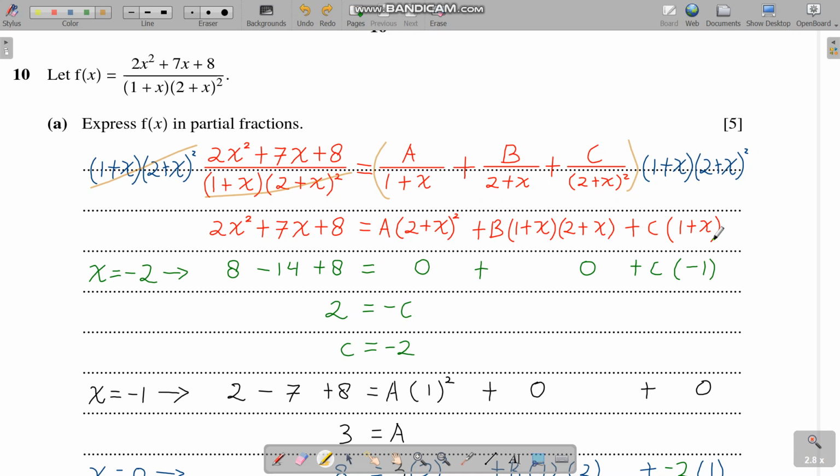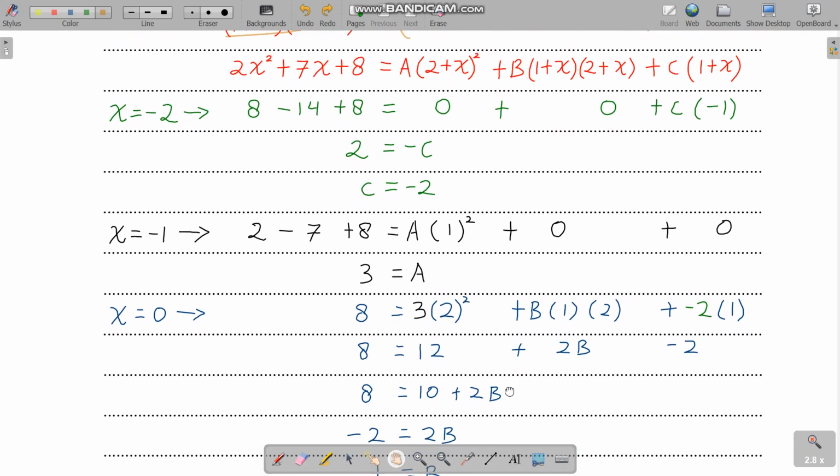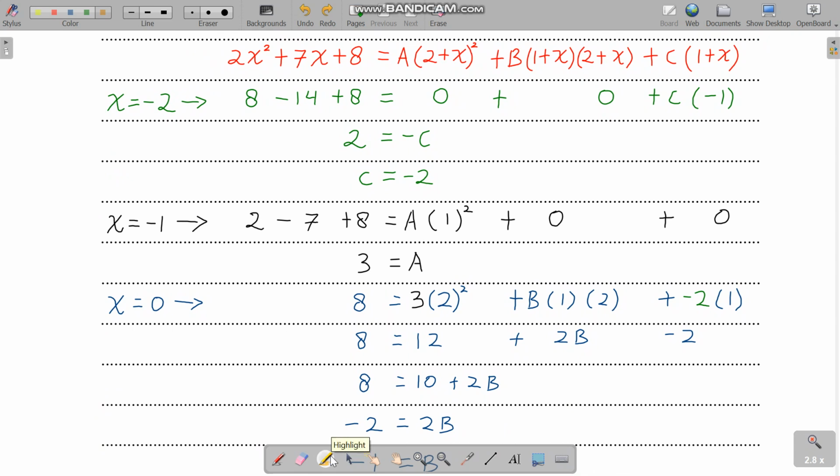Now we need to cleverly choose the right values of x so we can find a, b, c as fast as possible. We do that by plugging in the zeros of the terms here. So in order to make this term go to 0, we have to plug in minus 2. So we plug in minus 2 everywhere. 2 minus 2 is 0, and here also 0. So we only have c now.